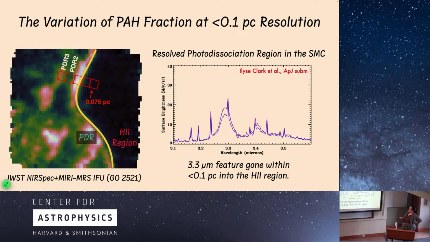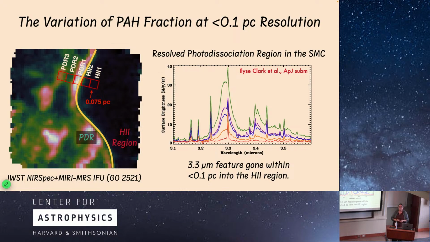And here is the next spectrum. The PAHs are very bright right on the edge because that's where the best UV photons are. So the very strong feature. But then the second you get in here, it drops to almost nothing within a few tenths of a parsec into the H2 region. So this is suggesting that whatever thing destroys the PAHs happens fast, right?